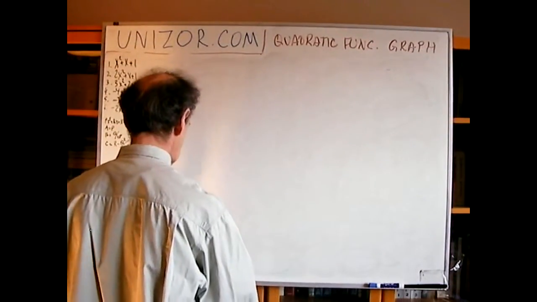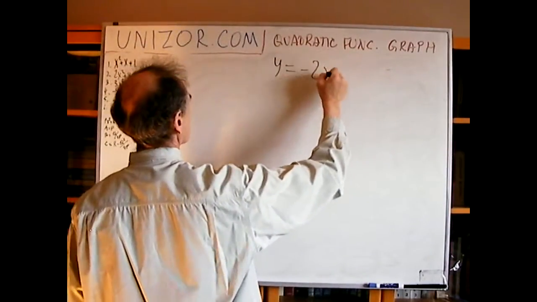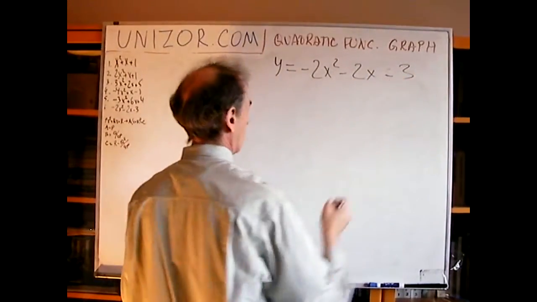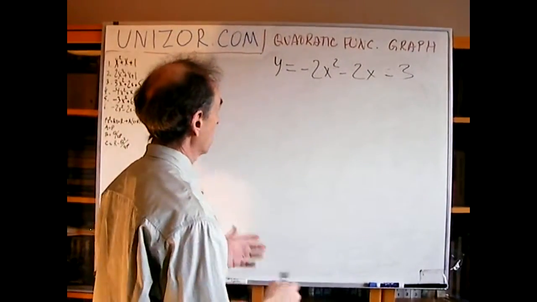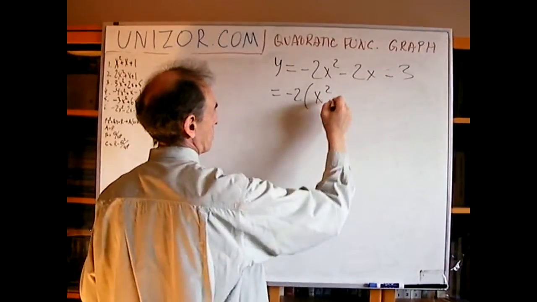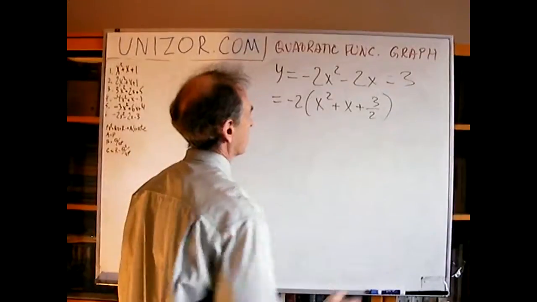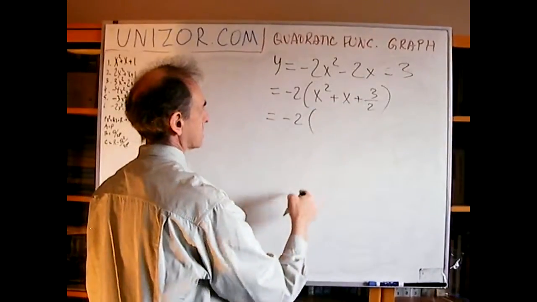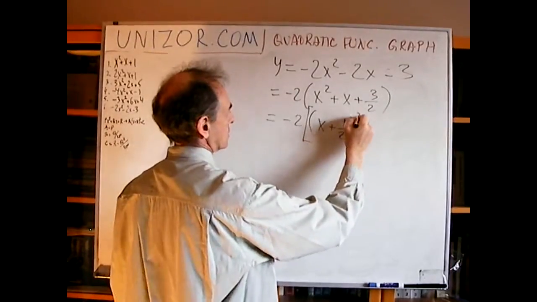Okay, and I have the last one. y is equal to minus 2x squared minus 2x minus 3. Okay, I'm sure you are very proficient by now with the technique. Factor out minus 2. We have x squared plus x plus 3/2, right? Equals minus 2 times, x squared plus x would be (x plus 1/2) squared, right?